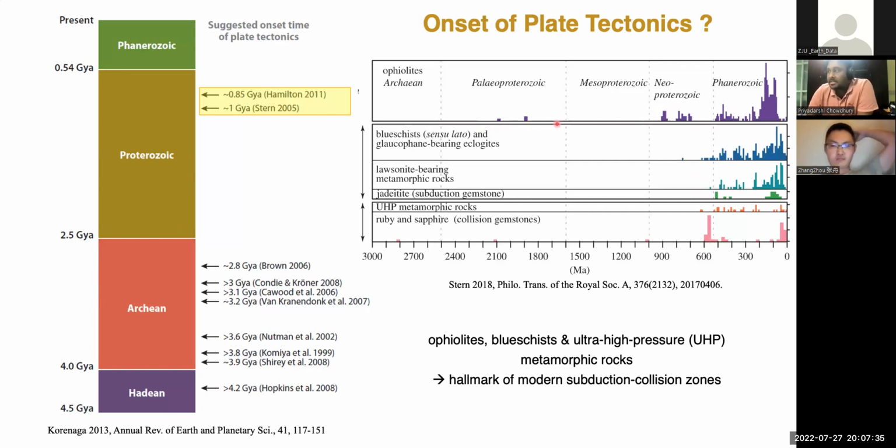So they argued, initially, that this could be the initiation of plate tectonics. But recent studies are more and more clarifying that perhaps this is the onset of modern-style plate tectonics, the plate tectonics that we see today.